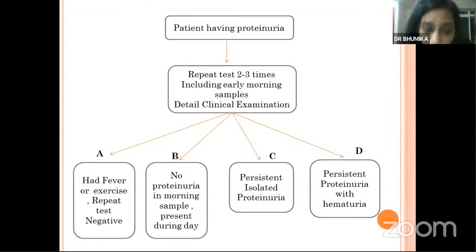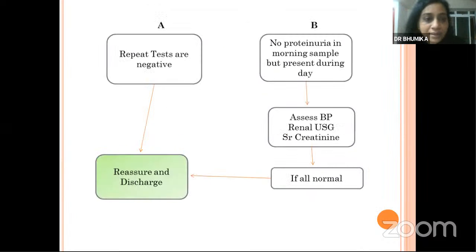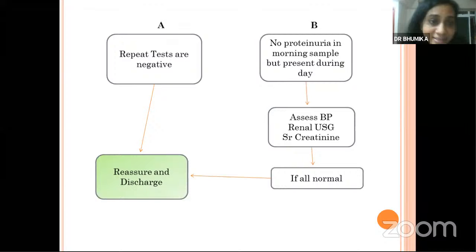Second scenario, no proteinuria in the morning sample, but present during the day. Third scenario is persistent isolated proteinuria. And the fourth scenario is persistent proteinuria with hematuria. Like I said, scenario A, repeat tests are negative, reassure the patient and let him go.